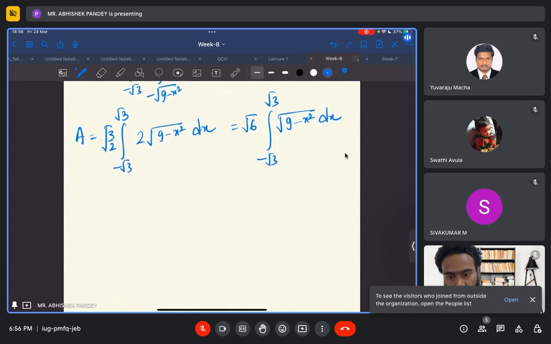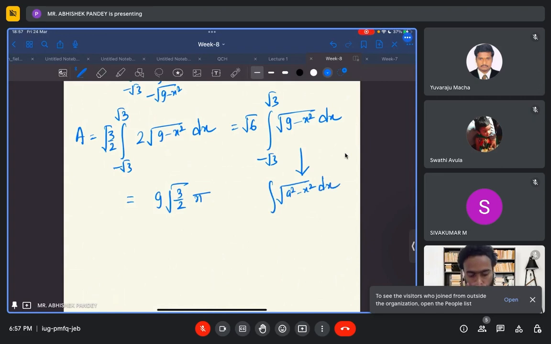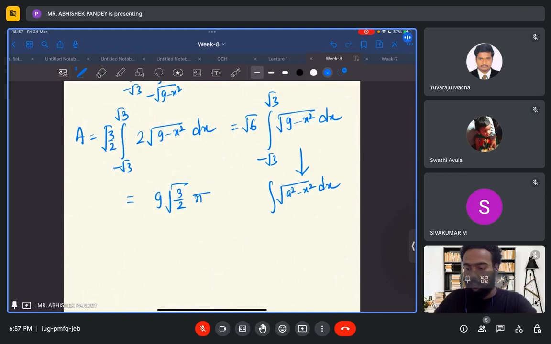Okay, so this is the standard integral. Now you have to integrate this one. I will just write down the answer. So this is of the form root of a square minus x square dx. Okay, let us move towards the next question.